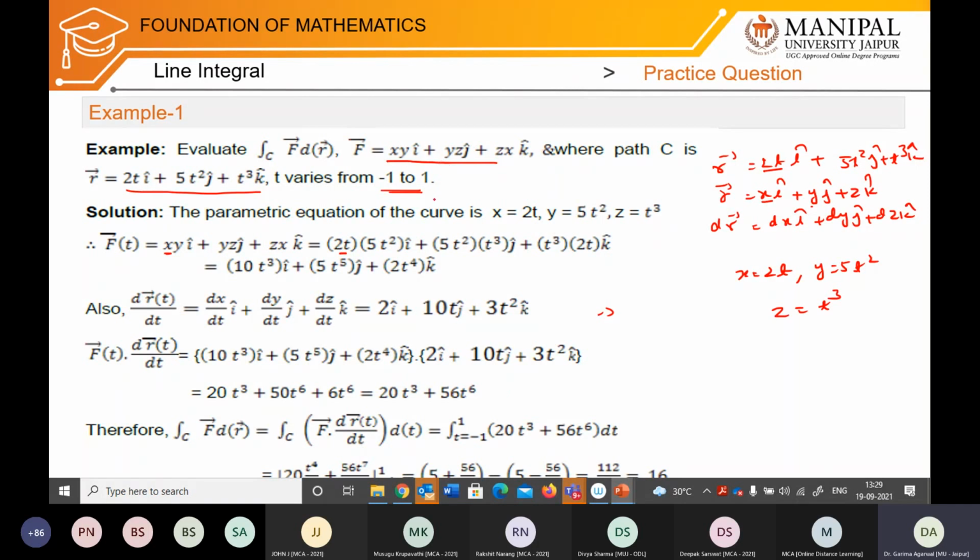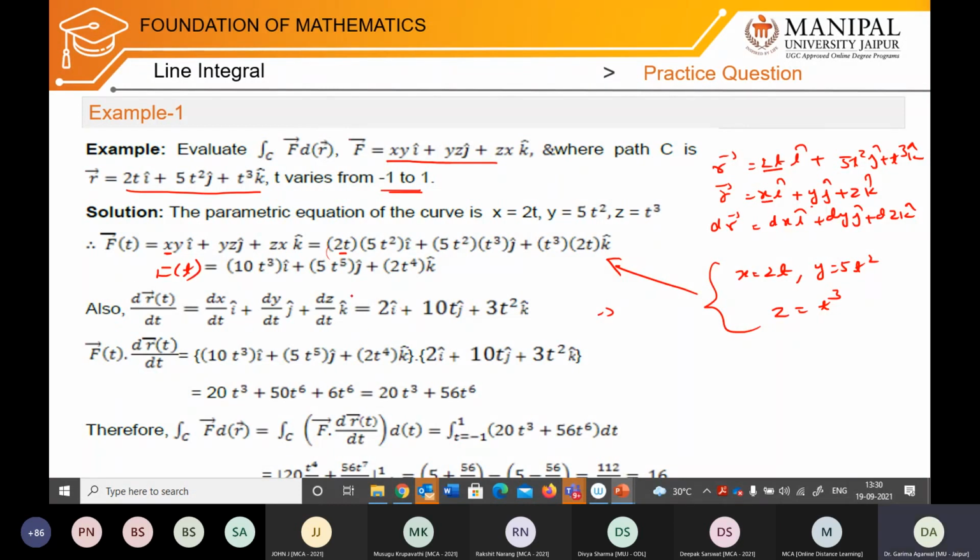So first of all, I just substitute the value of x, y, z in vector f. Here I substitute the value of x, that is 2t, then the value of y, that is 5t squared i cap, plus yz, y is 5t squared, z is t cube, then zx k cap, z is t cube, x is 2t k cap. This is f(t).